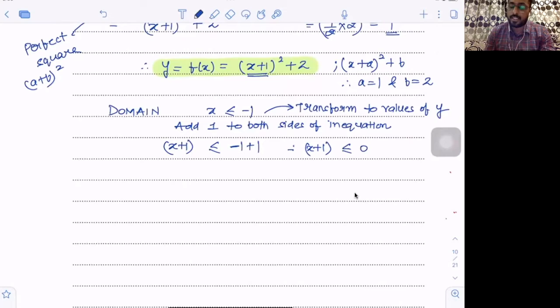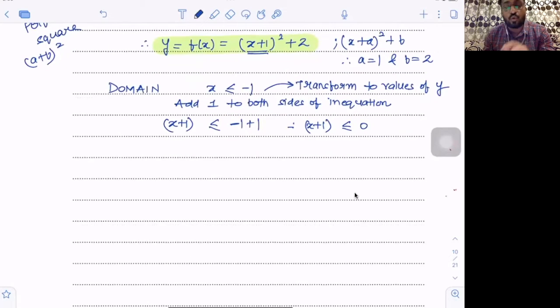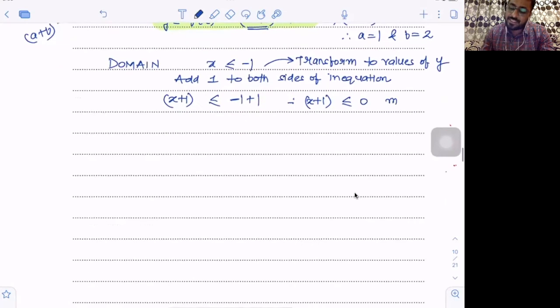Now have you realized that x plus 1 less than or equal to 0 means x plus 1 is a negative number? Since it is less than or equal to 0, it's got to be a negative number, right? But students, when you do a square of a negative number, for instance, let's assume x plus 1 was -2, when you do the square of -2, what does it give you? It gives you 4, which is greater than 0, right?